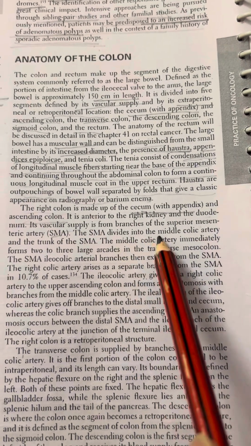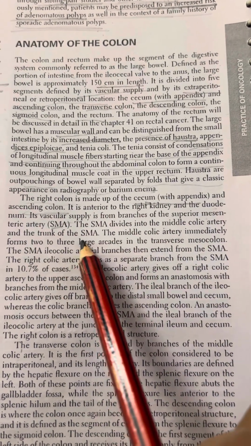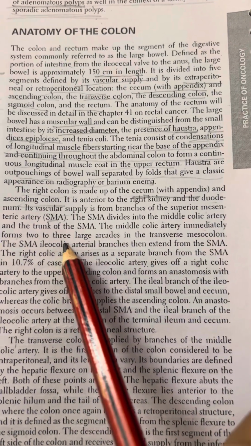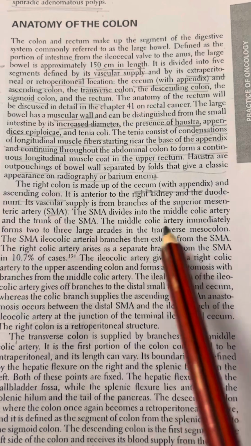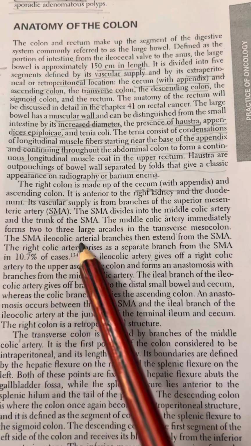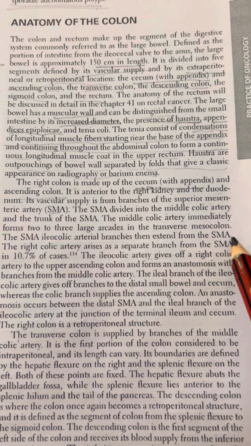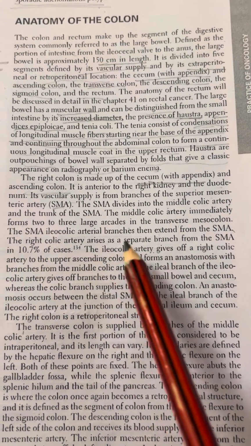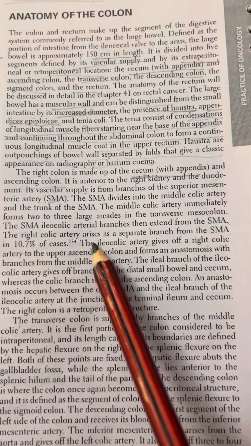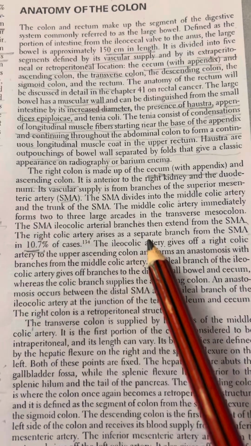The SMA divides into the middle colic artery and the trunk of the SMA. The middle colic artery immediately forms 2 to 3 large arcades in the transverse mesocolon. The ileocolic arterial branches then extend from the SMA. The right colic artery arises as a separate branch from the SMA, which is seen in 10% of the cases.